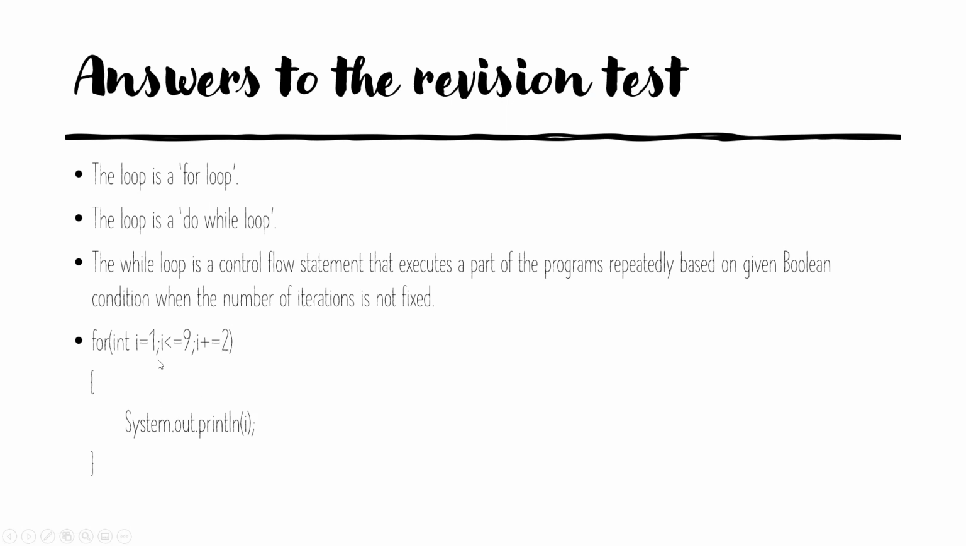So it prints 1 and then it adds 2 and then it prints 3. Then it adds 2 again, prints 5. Then adds 2 again, prints 7. And then adds 2 again and prints 9. And finally, when it adds 2 again, it doesn't print 11 because 11 is greater than 9, so it won't be possible. So it prints 1, 3, 5, 7, 9, which are the first 5 odd numbers.